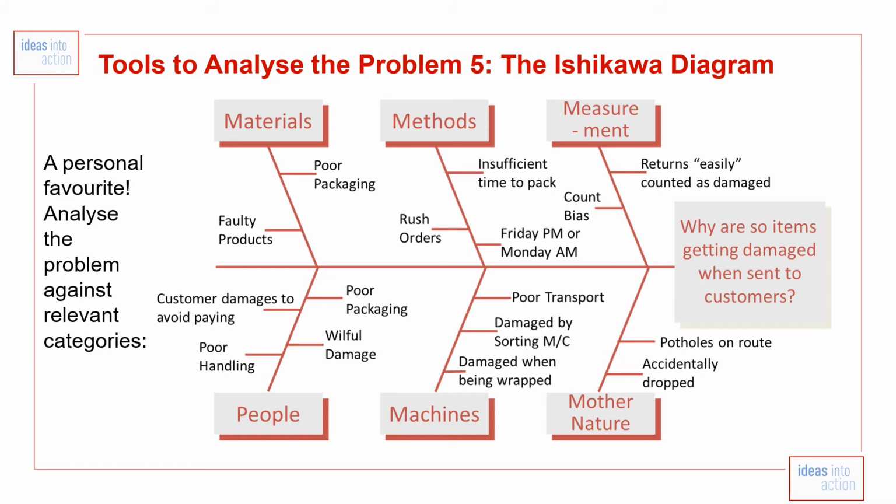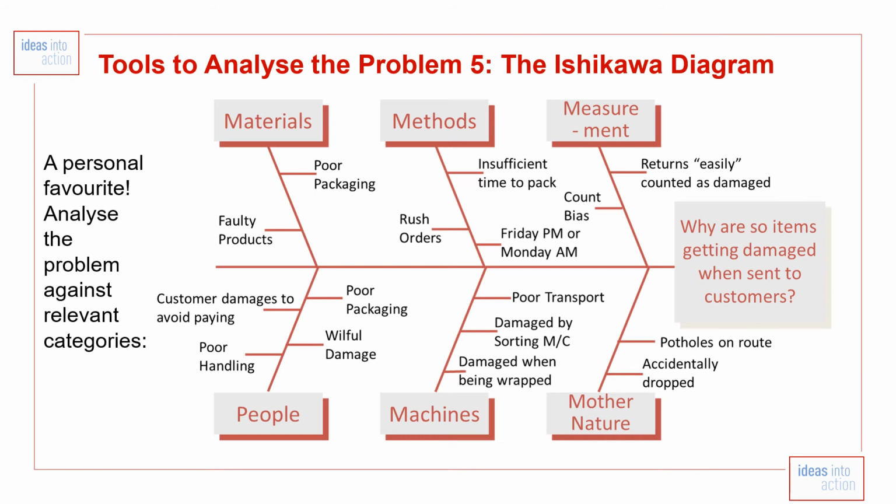I often use the heading management and methods instead of just methods to emphasize that management may be behind some of the causes of a problem, or company policies might be. And sometimes environment and community is also used as a heading.